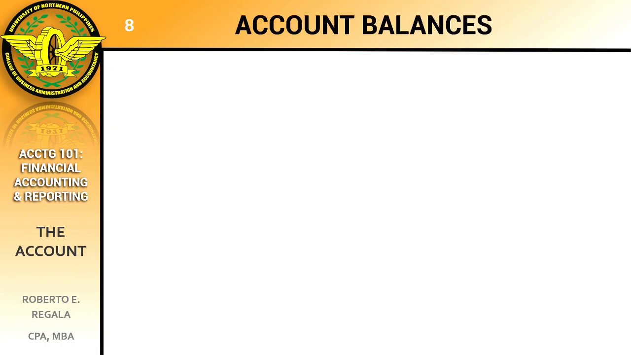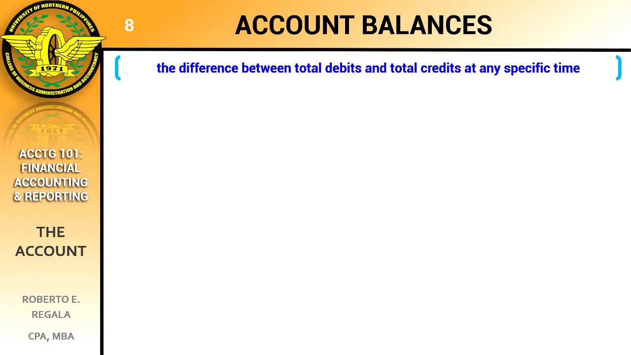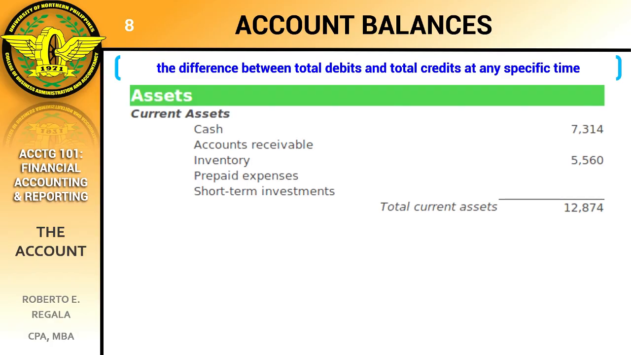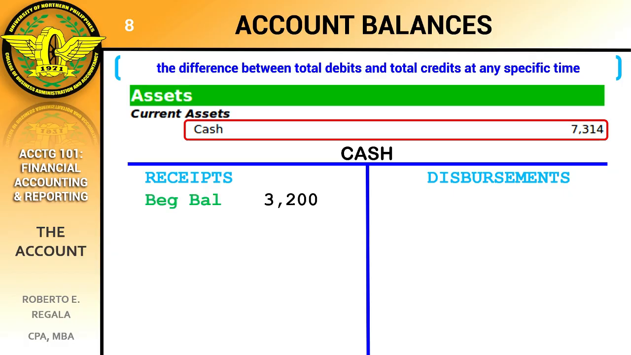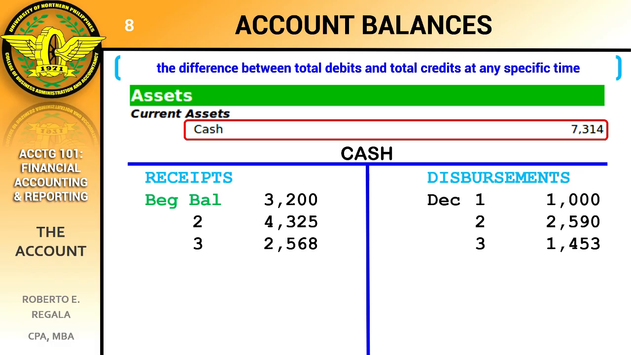Account balances. At its heart, an account balance is the difference between the total debits and credits in an account at any specific time. Basically, it's like a running tally of all the money coming in and out of an account. To better understand, let's look again at the current assets section of EBC's balance sheet, specifically the cash account. There are a few things that make up the account balance, including beginning balance. This is simply how much money was in the account at the start of a period, carried over from the last time. Current transactions. These are the new credits and debits that happen during the current period.